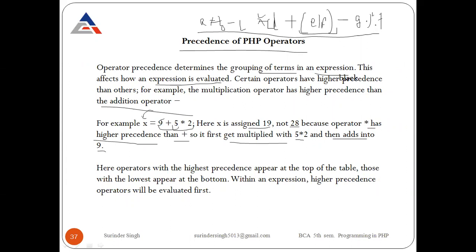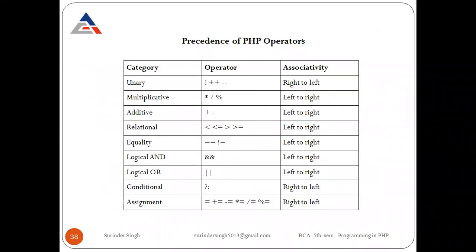Here the operators with the highest precedence appear at the top of the table, those with the lowest priority at the bottom. Within the expression, a higher precedence operator will be evaluated first. And this is the table. These are the operators like unary, decrement, increment, and logical not. Then additive, relational, equality, logical and, logical or, conditional. And here associativity means precedence rules like left to right. We will solve left to right. Decrement operator has higher priority, then increment. Clear? Like this.